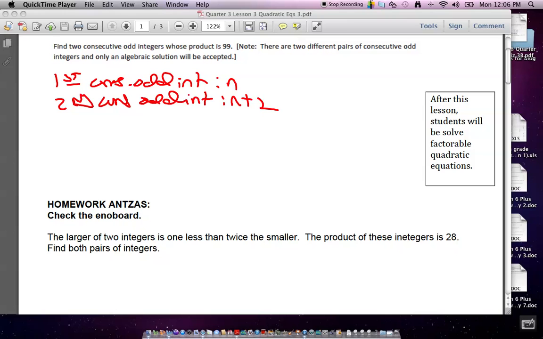The note. There are 2 different pairs of consecutive odd integers, and what? Algebraic solution would be different. How many people looked at this right away and said 11 times 9? You didn't? How else do you get 99? I don't know. Right, there's 33 and 3, and they're not consecutive, and then there's 11 and 9.